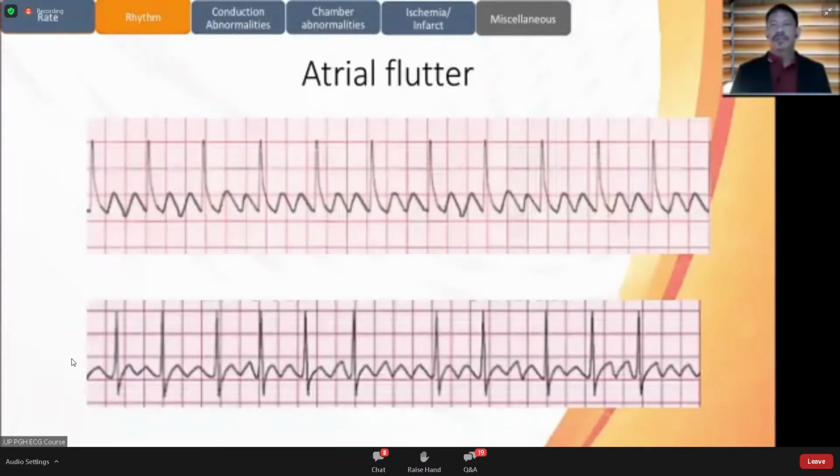Another condition can present with absent P wave, but with identical, regular, very frequent sawtooth waves best observed in leads 2, 3, aVF, and V1. In contrast to atrial fibrillation, the rhythm is usually regular, though sometimes it could be variable. It is called atrial flutter.